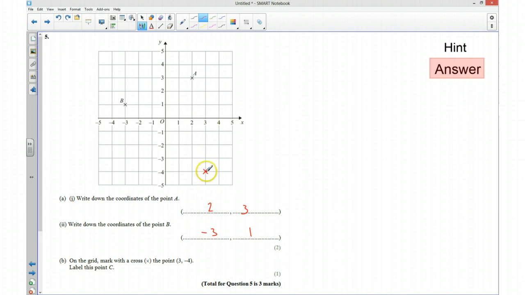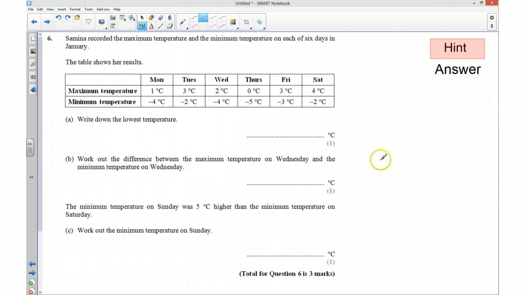So that's going to be 3, -4, and I'm going to label that point C. Okay, question number 6. Samina recorded the maximum temperature and the minimum temperature on each of 6 days in January. We first of all want to write down the lowest temperature. We want to work out the difference between the maximum temperature on Wednesday and the minimum temperature on Wednesday, and then work out the minimum temperature on Sunday if we're told that on Sunday it was 5 degrees higher than the minimum temperature on Saturday.